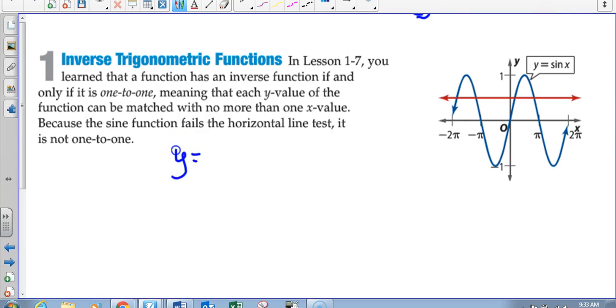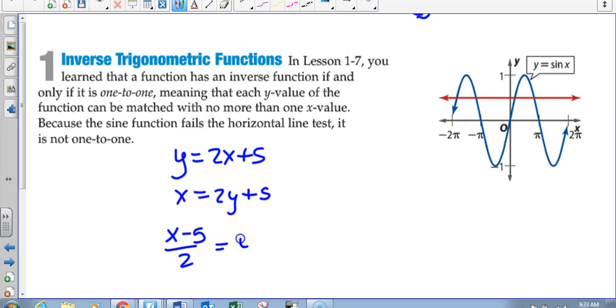If we had y equals 2x plus 5 and we switched the x and the y and then we solved for, I'm trying to talk and think here. We did the inverse. Remember doing the inverse?